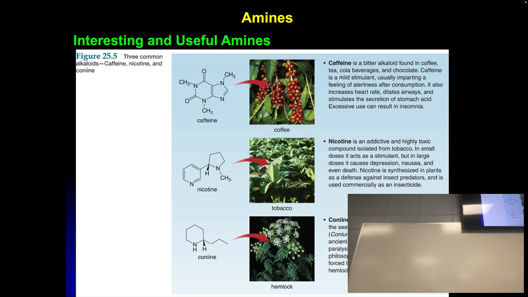Coniine, a very simple amine. What kind of amine is this?